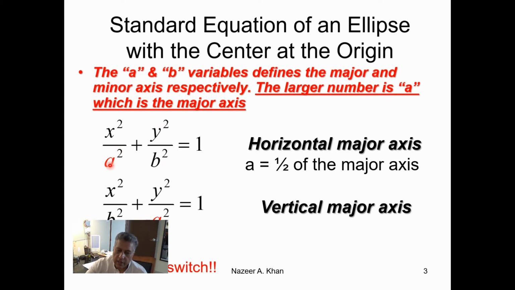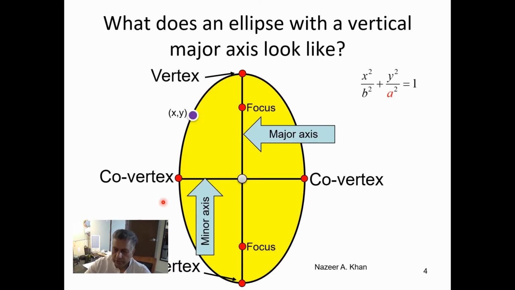So again, examining these numbers, the denominators, you will pick out which one is the larger number and know, depending on whether A happens to be on the y or it happens to be on the x, that's where your major axis goes. This one is a horizontal major axis. This one, because of the switch around of the A and the B squared, it is a vertical major axis. Okay? I hope that you notice the difference between the two equations.